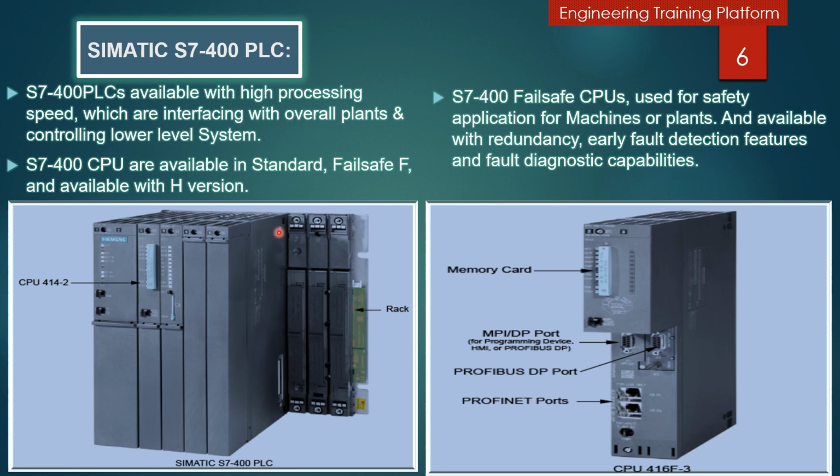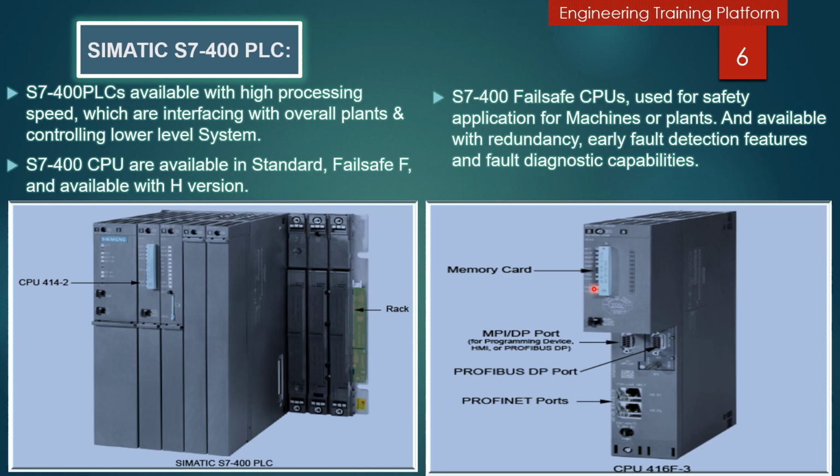S7-400 fail-safe CPUs, including CPU 416F-3 shown in the picture, are used in applications where it is essential to guarantee the functional safety of machines or plants. S7-400 high availability CPUs incorporate early fault detection features and diagnostic capabilities, and CPU redundancy that minimizes the probability of system failure. In the event of a CPU failure, the redundant CPU takes over the process.